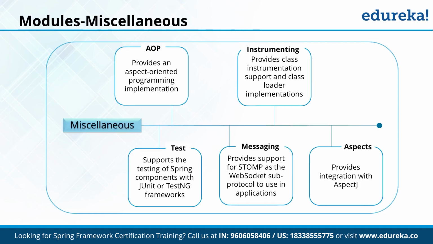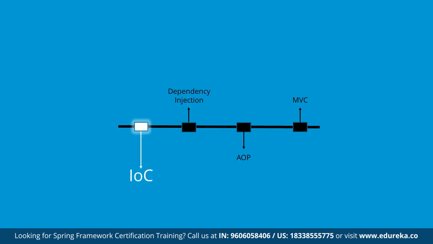The few miscellaneous modules which are available in the Spring framework include AOP, right? AOP is where you are going to fulfill the cross-cutting concerns. Then we got instrumentation, where we provide the class instrumentation support and class loader implementation. We got aspects, right? Aspects provide the integration with AspectJ, and AspectJ is something where we're gonna fulfill the cross-cutting concerns. Then we got messages, right, and the testing layer.